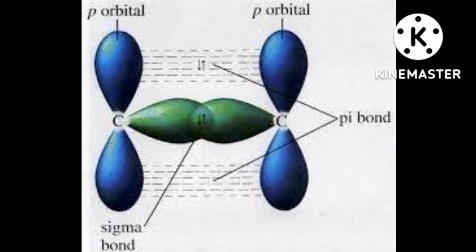Now I am going to discuss some very important terms, that is the types of overlapping and the nature of covalent bond. This is very important. The covalent bond may be classified into two types depending upon the types of overlapping.